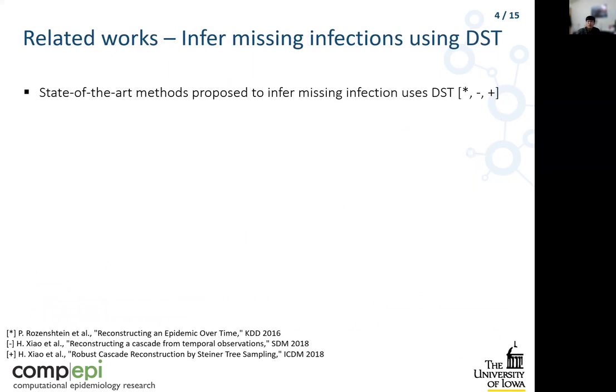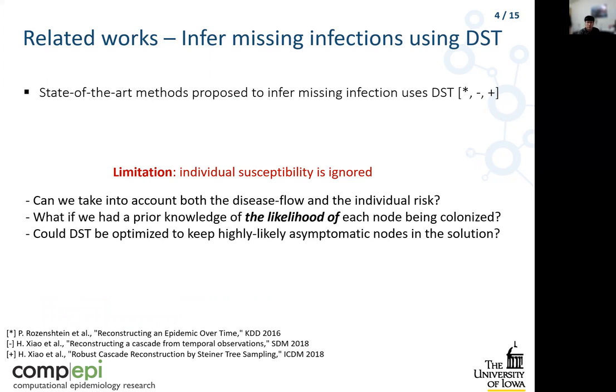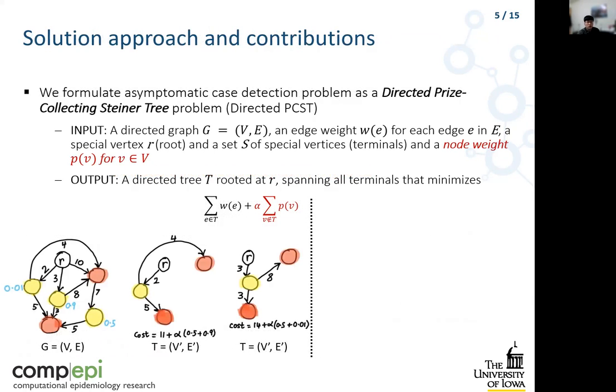There are many papers that use DST to infer missing infections. However, the limitation is that individual susceptibility is ignored, which is an important aspect in disease spread. So can we take into account both the disease flow and the individual risk? More specifically, if we have prior knowledge of the likelihood of each node being colonized, can DST use this information? The answer is yes, and we propose to use the directed prize-collecting Steiner tree to solve this problem.